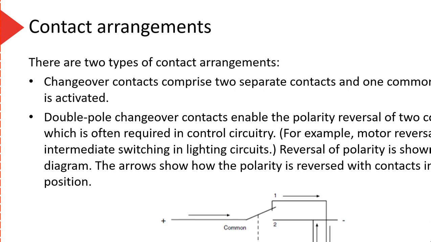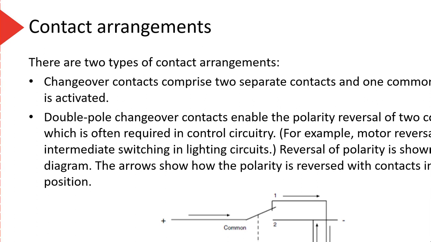Okay, contact arrangements. Two types of contact arrangements. Changeover contacts comprise two separate contacts and one common contact that is activated. Double pole changeover contacts enable the polarity reversal of two conductors, which is often required in control circuits, for example motor reversal and immediate switching in light circuits. Reversal of polarity is shown in the circuit diagram. The arrows show how the polarity is reversed with contacts in number one position.